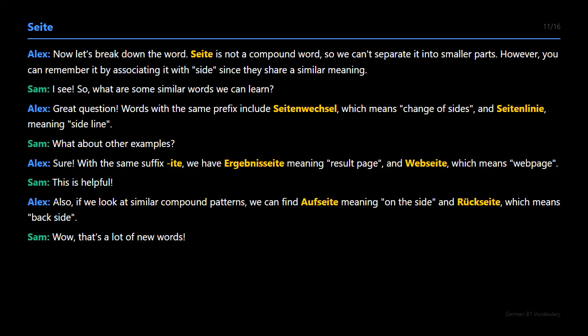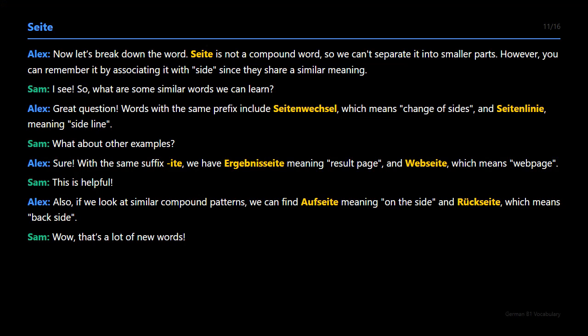Great question. Words with the same prefix include, Seitenwechsel, which means change of sides, and, Seitenlinie, meaning sideline. What about other examples? Sure. With the same suffix, seite, we have, Ergebnisseite, meaning result page, and, Webseite, which means web page. This is helpful.